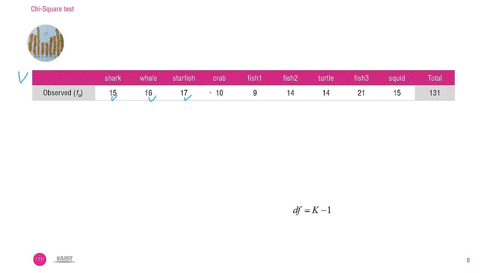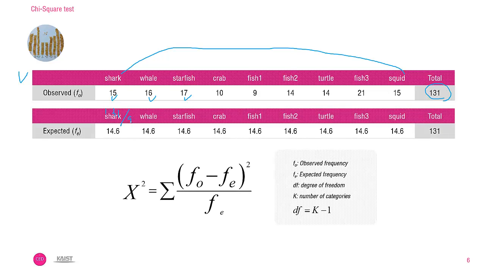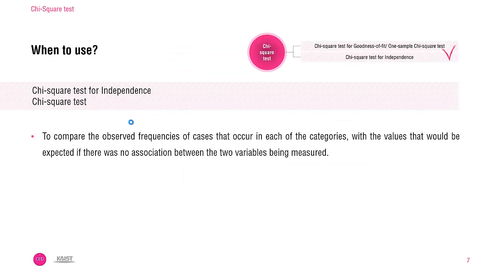Then let's calculate the expected frequency. The total number, so the total frequency is 131, and there are 9 types of figure. Therefore, ideally, the frequency of each figure should have been 131 over 9, which is nearly 14.6. The chi-square value is calculated then in this way.